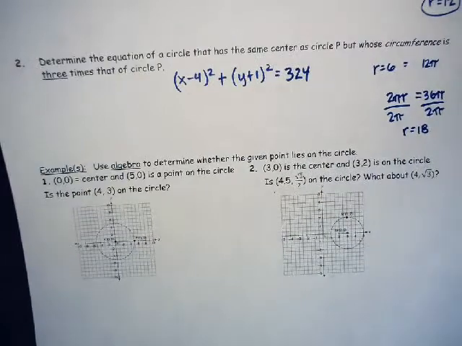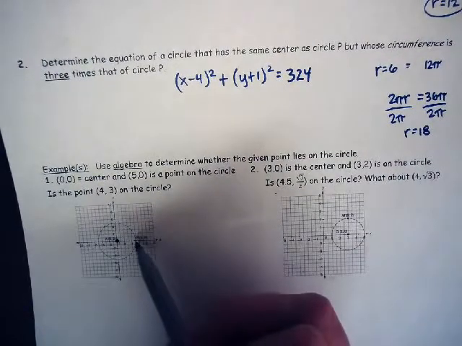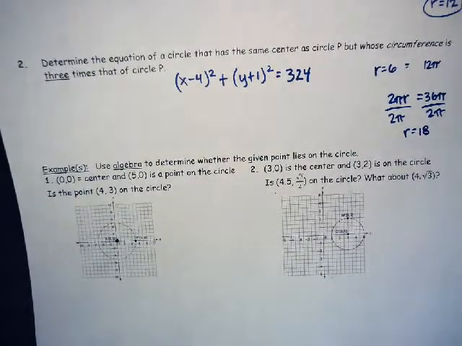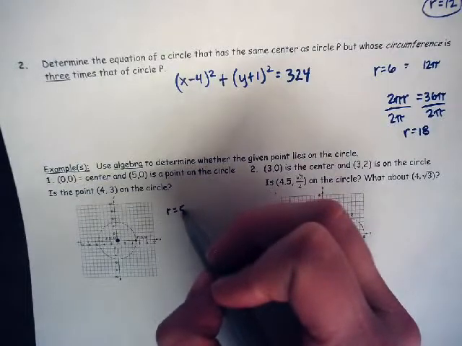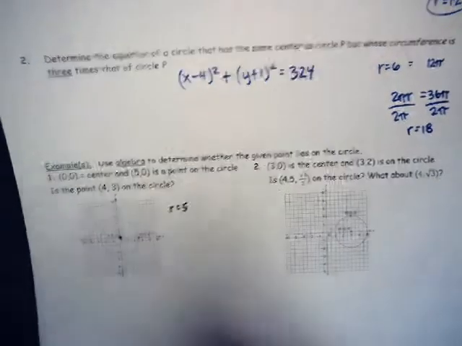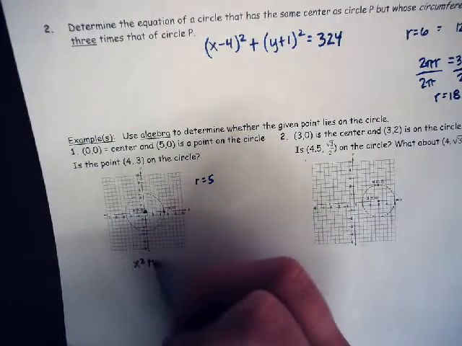Now I need to figure out how we can use algebra to determine whether a given point lies on a circle. So if I have a center at (0, 0), and (5, 0) is a point on the circle, if we look at our picture here, that means my radius is 5. So let's just first write the equation of this circle. So it's going to be x squared plus y squared equals 25.